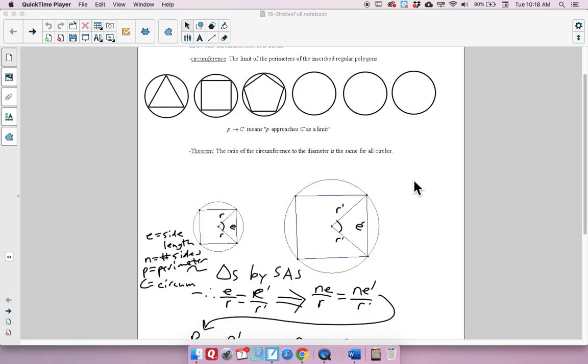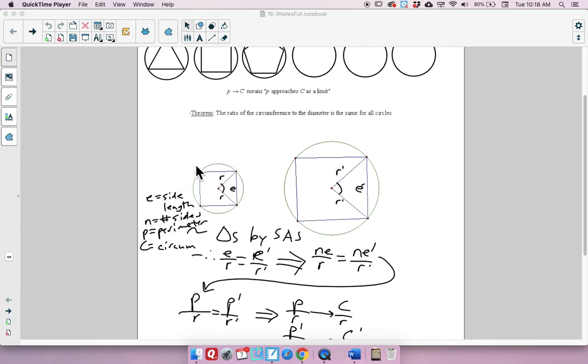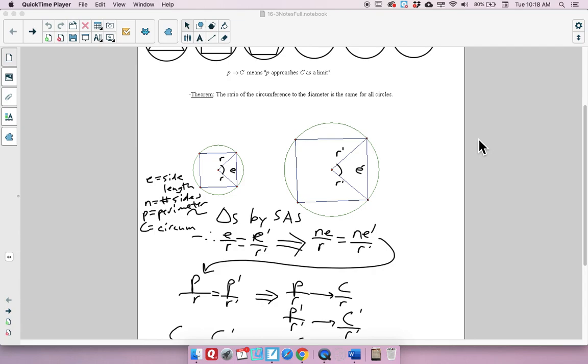So here we go. I've got 2 circles here, and you can see I've got 2 squares in here. These circles are not the same size, so we're going to be dealing a lot with similarity here, obviously. Okay, so E is the side length, and E prime, or whatever you want to call that, is the side length here. N obviously is the number of sides. P is the perimeter, and C stands for circumference. Well obviously we know that we have radius, radius, radius prime, so we can see how these triangles are similar by SAS, right?